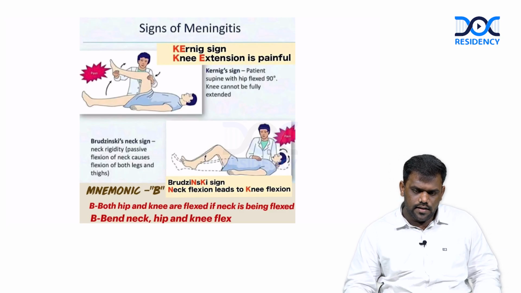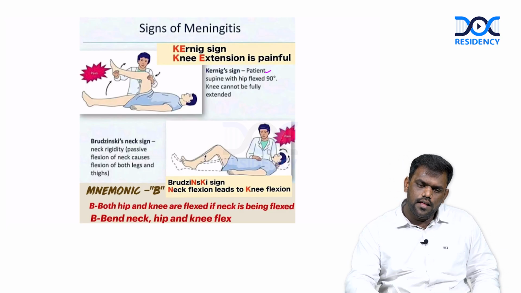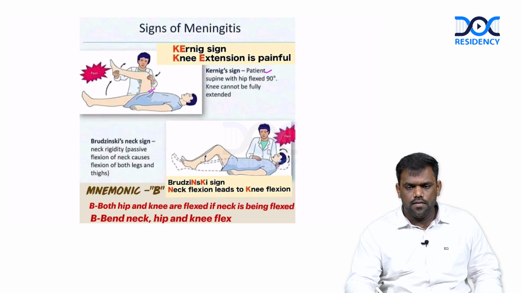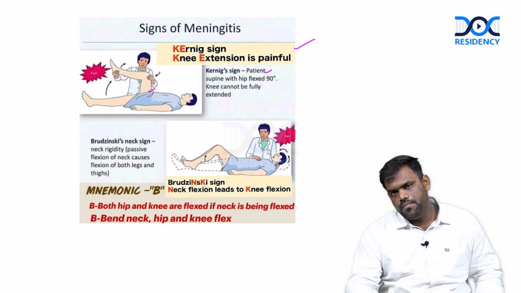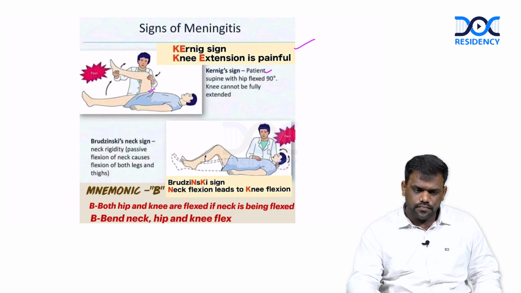The Kernig sign: you keep the patient in the supine position with the hip flexed to 90 degrees, but the knee cannot be fully extended. When we try to extend the knee, the patient screams in pain. So in the Kernig sign, the knee extension is painful, which shows that the patient is having meningitis, because of the meningeal irritation.